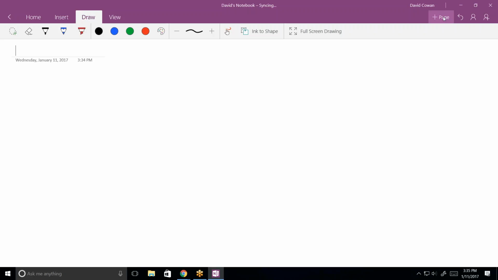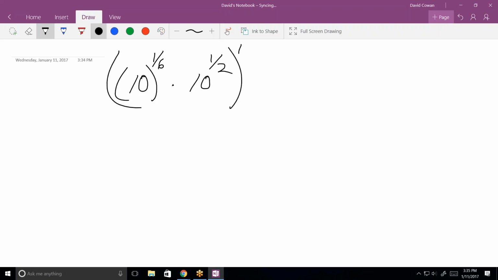What else you got? So parentheses 10 to the 1/6 times 10 to the 1/2, all that to the 12th power. Don't really need that inside parentheses there. Yeah, I was meaning parentheses around the quantity. Ah, okay. I was going to say, I'm surprised they put that there. Okay, so what's our first step?